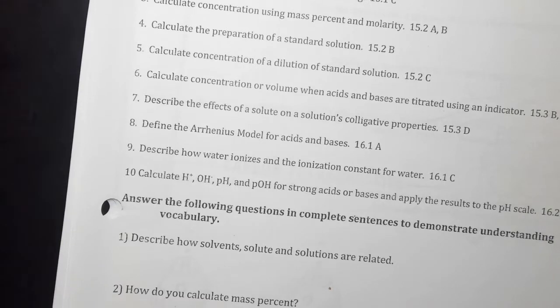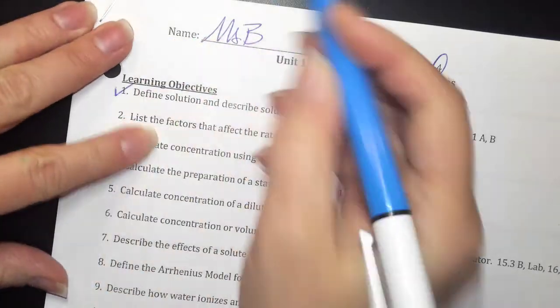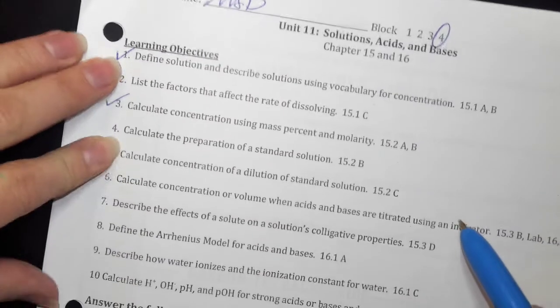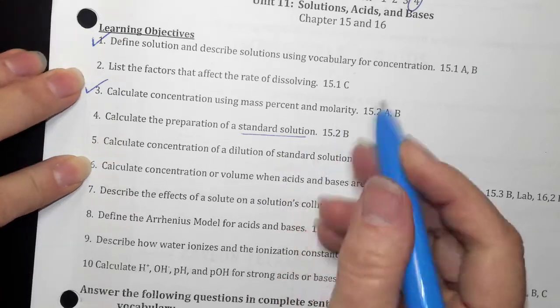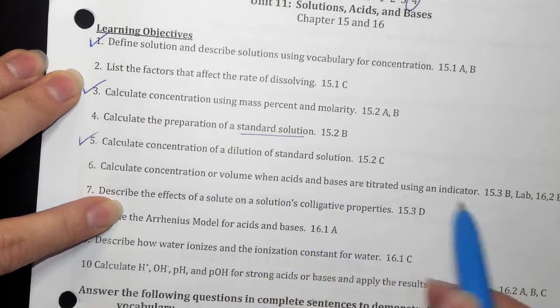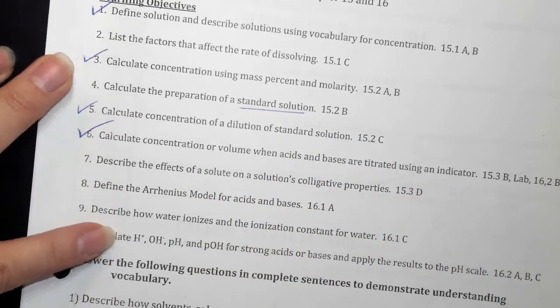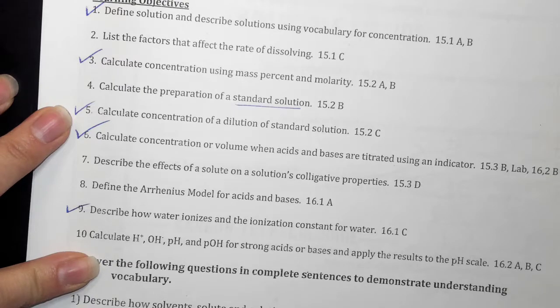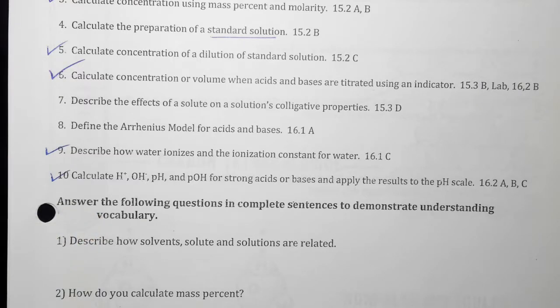Here we are. Define a solution. Describe solutions using vocabulary. We've done this. List the factors. We haven't talked about that. Calculate mass percent and molarity. Agreed. Read about what a standard solution is. Calculate concentration of a dilution. We've done this. Calculate acid-base titration using indicators. We have not yet talked about that. We have described how water ionizes and the ionization constant of water, and we can calculate H, OH, pH, and pOH, which means we are almost done with this unit. And if you haven't done any of the reading, now would be a fantastic time to start.